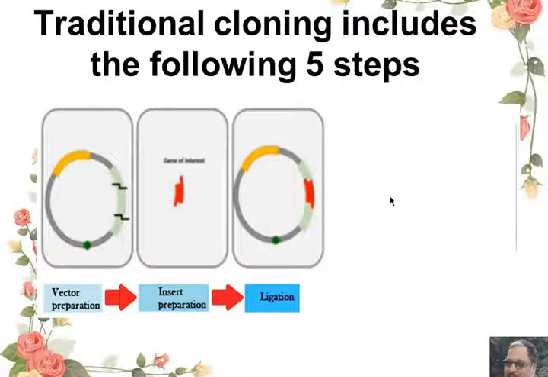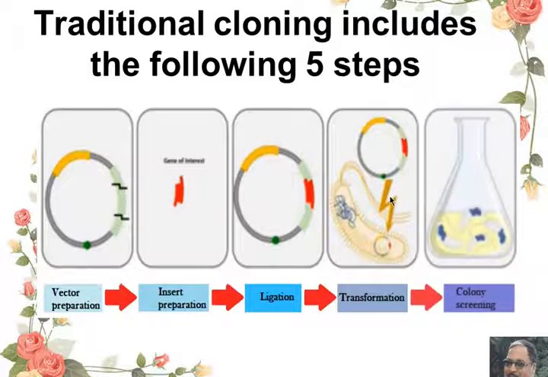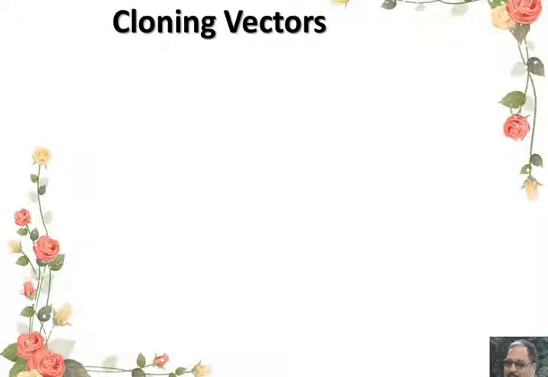Then the insert and the vectors are joined together to form a transformed or recombinant plasmid through a process called ligation. Then this recombinant plasmid is inserted into the bacterial cell through a process called transformation, and then the screening technique, in which the transformed bacterial cells are identified and cultured. So let's begin with the vector preparation.